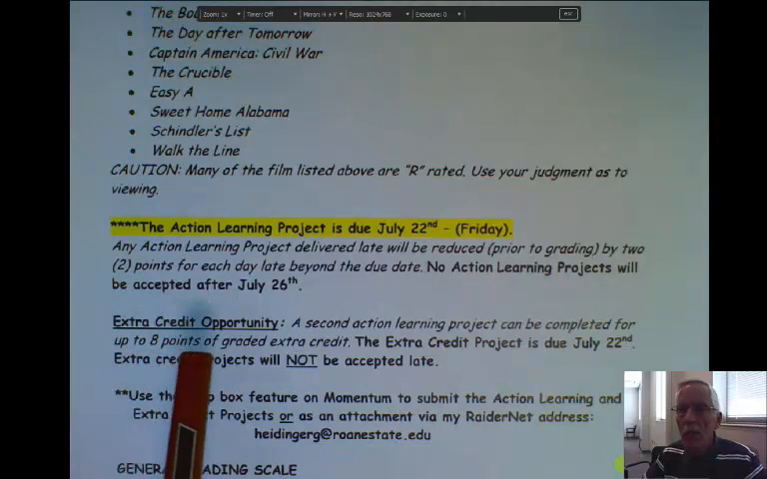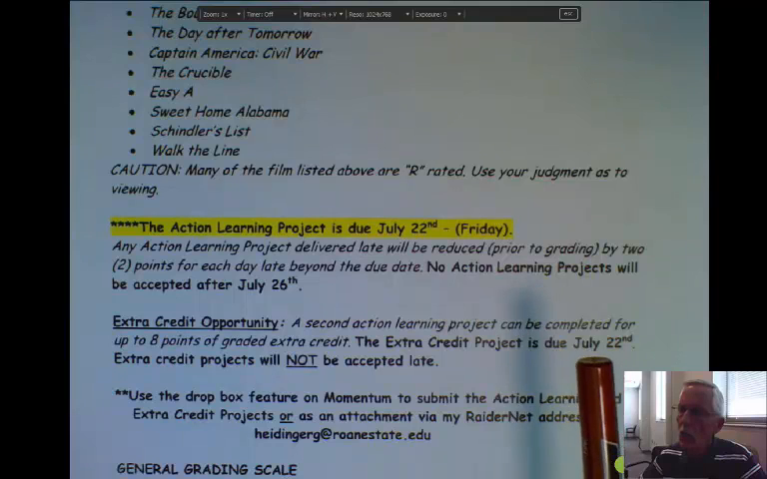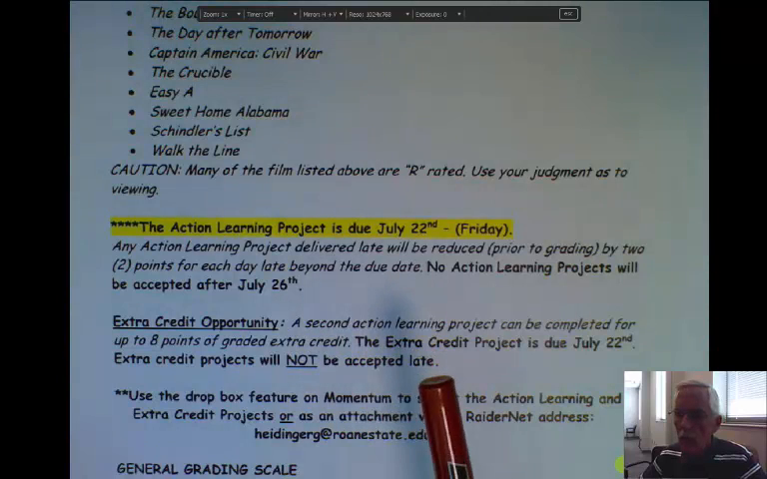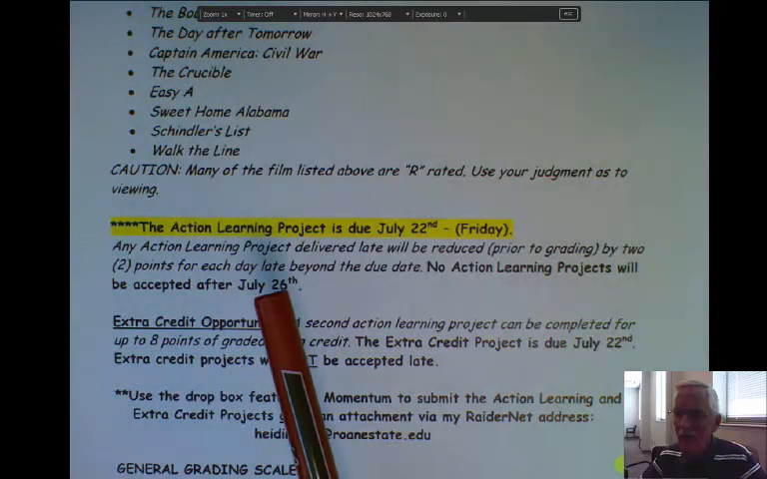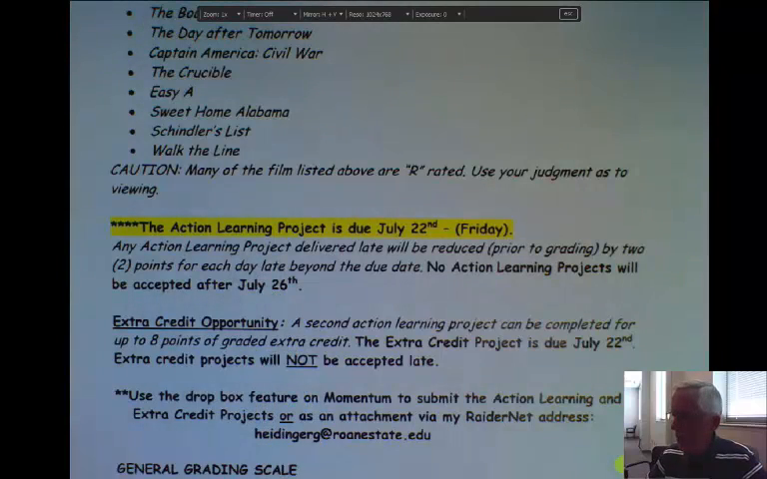Be alerted. If you complete a second project, you can get up to 8 points of graded extra credit. Now, what I mean by that is you're not just going to get 8 points for writing something. It'll be graded, but this is an extra credit option. Now, notice if you decide to do that, it's also due the 22nd of July. Now, I won't take any extra credit projects late, but notice just in case you get into a bind and you have to turn in your main project late, you're going to lose some points. Be alerted to that.